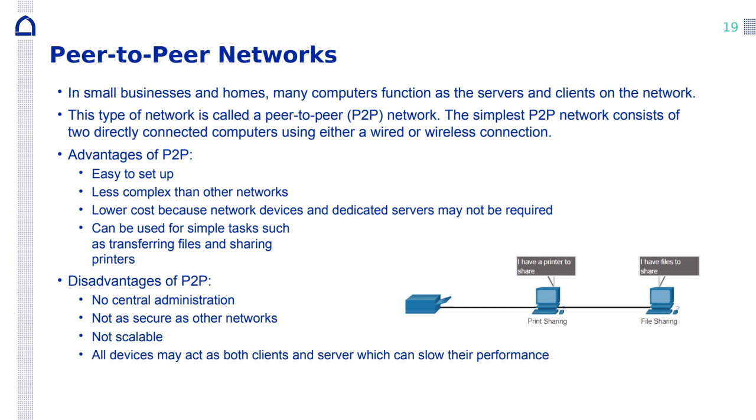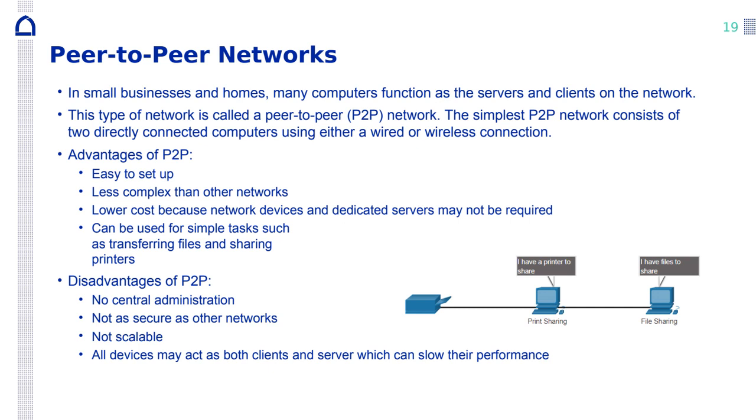The other type of network is peer-to-peer network. In small business and homes, many computers function as the servers and the clients on the network. They call it peer-to-peer. Peer-to-peer يعني at home or small office, you want to share a file with your colleague, you just right-click on the file and share, or a printer. But there is no management, there is no security. And it is good only for a small network. If you go above 10 to 15 users, it's not practical to use peer-to-peer.